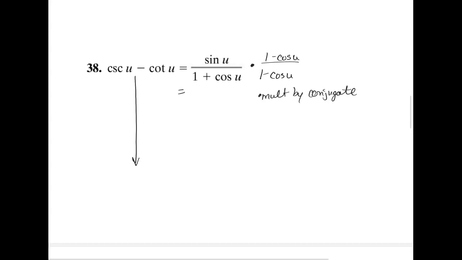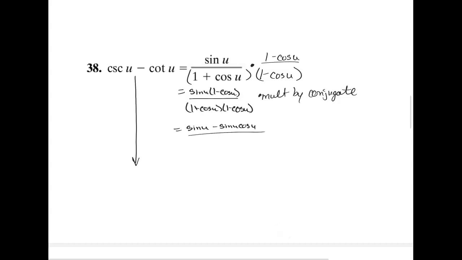So there's a new trick in our tool belt. So when I do that, I'm going to have sine of u times 1 minus cosine of u over, and then remember, we're going to have to multiply these together. 1 plus cosine of u times 1 minus cosine of u. So I'm going to distribute. So sine of u minus sine u cosine u.